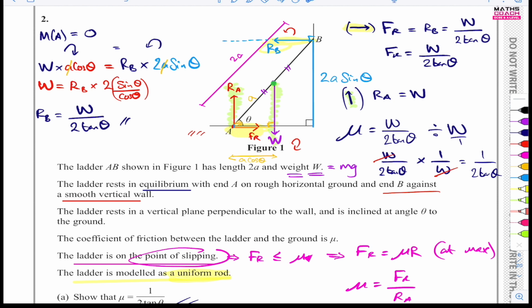So if it moves lower down, if we take moments from point A, the distance from point A will reduce. If that reduces, the turning effect of W will go down. If the turning effect of W goes down, the turning effect of RB will go down. And if RB goes down, then RB is what friction is, so friction will go down. W hasn't changed. W won't change. The reaction A will stay the same.